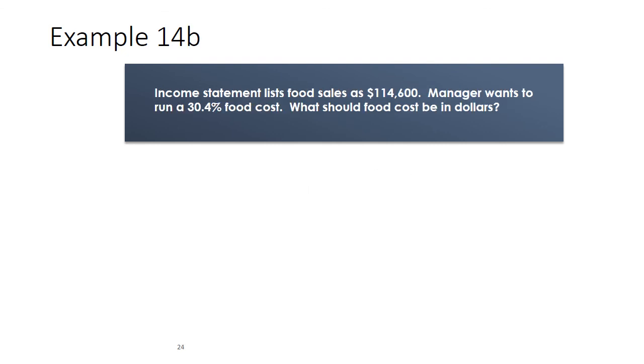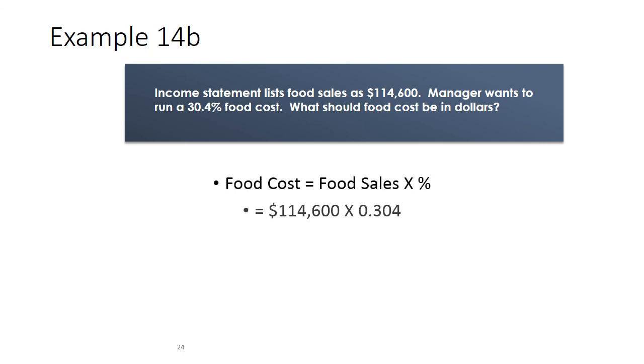Okay, an income statement lists food sales at $114,600. The manager wants to run a 30.4% food cost. What should food cost be in terms of dollars? So our food cost, going back to our graphic, is our food sales times the percentage of sales. So it's $114,600 times 0.304 or 30.4% gives us $34,838 in our food cost.